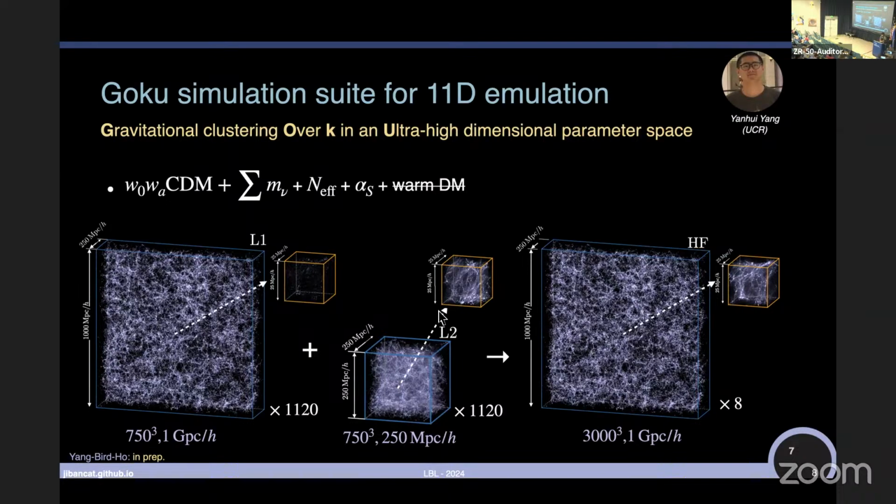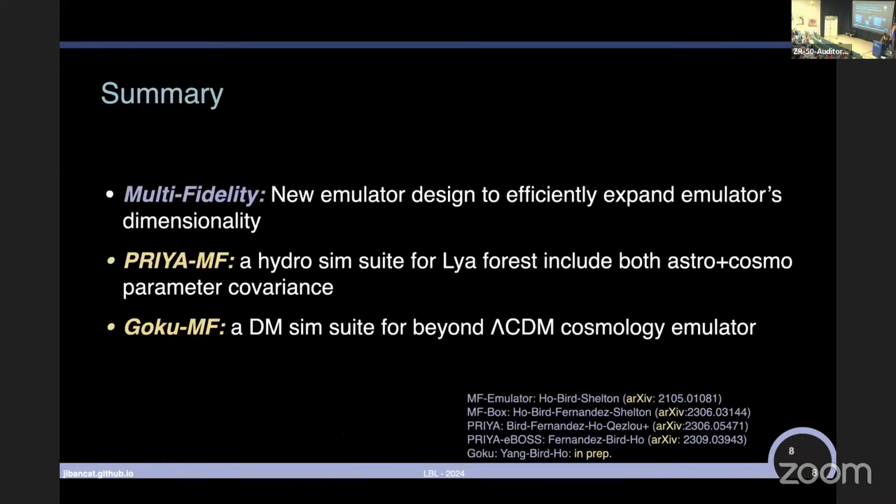So that's the overview of what we have been doing at UC Riverside. I'll just summarize here and I'm happy to take questions.